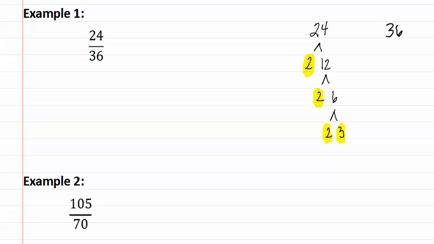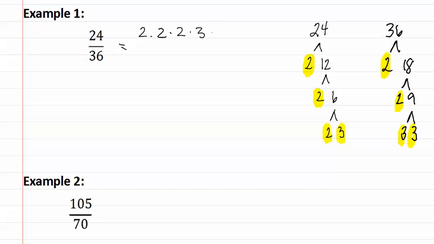We'll do the same for 36. 36 is 2 and 18. 18 is 2 and 9, and 9 is 3 and 3. Once again, I have found all of the prime numbers. I am now going to replace the 24 with its prime factorization, which would be 2 times 2 times 2 times 3. And this is all over the prime factorization of 36, which is 2 times 2 times 3 times 3. Remember, this fraction bar means divide.